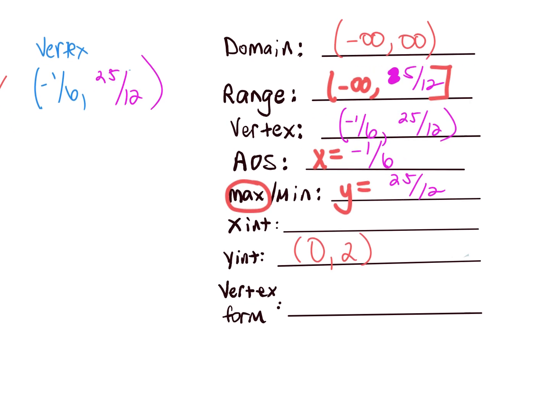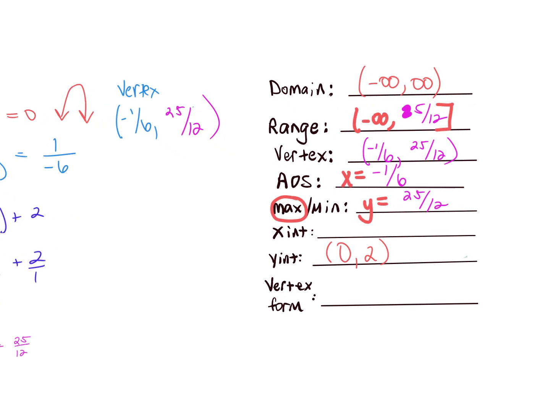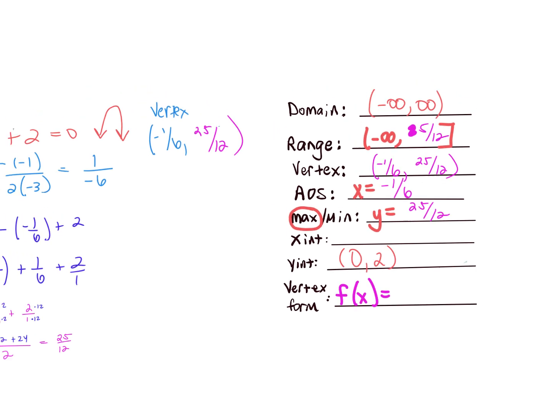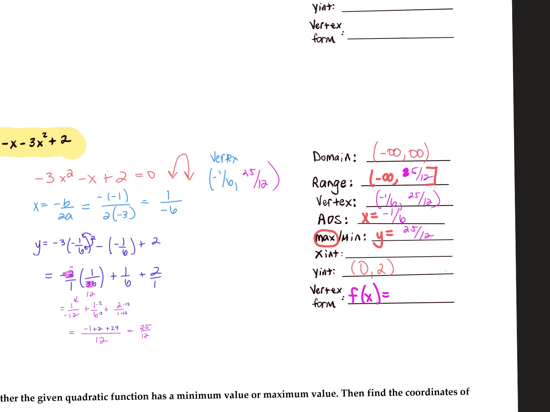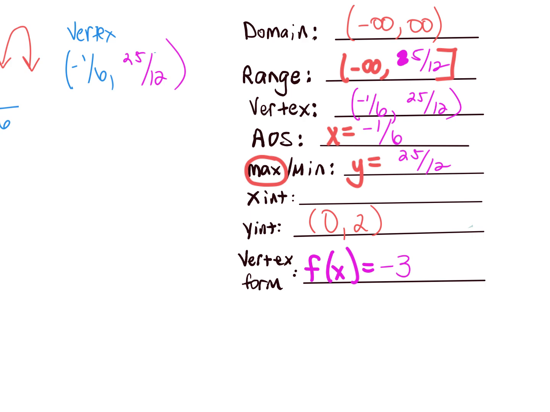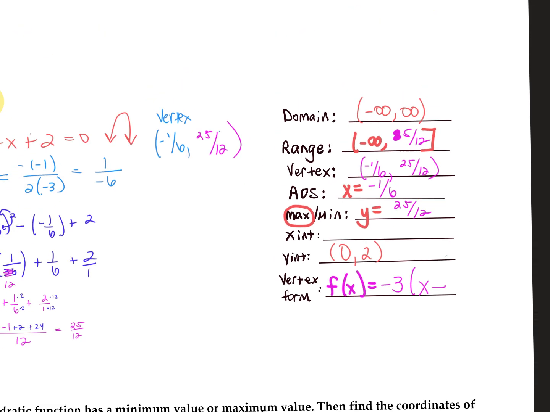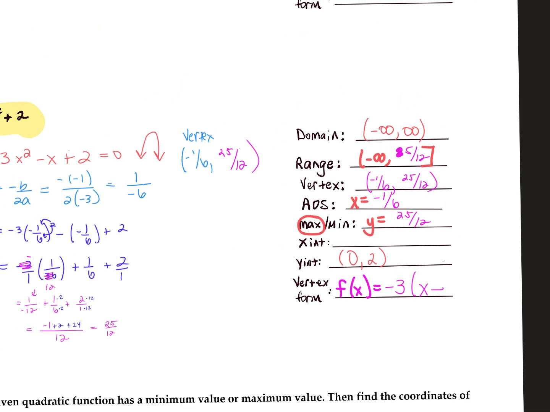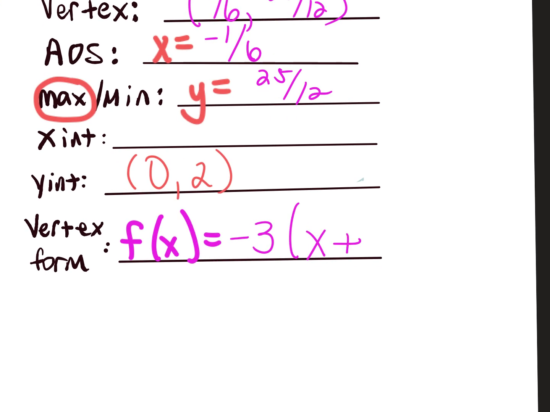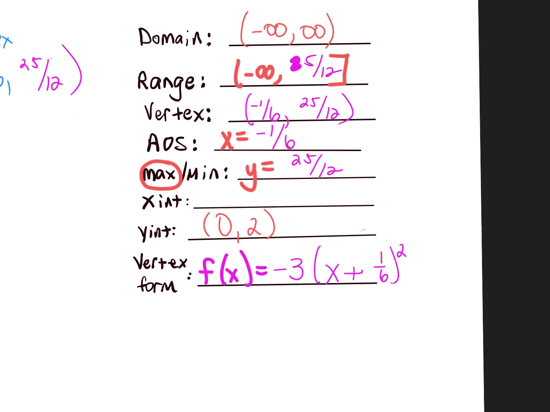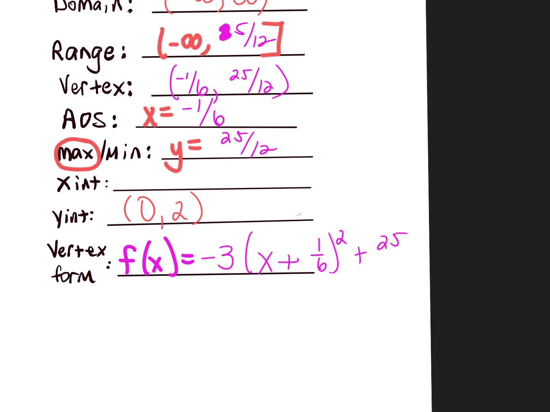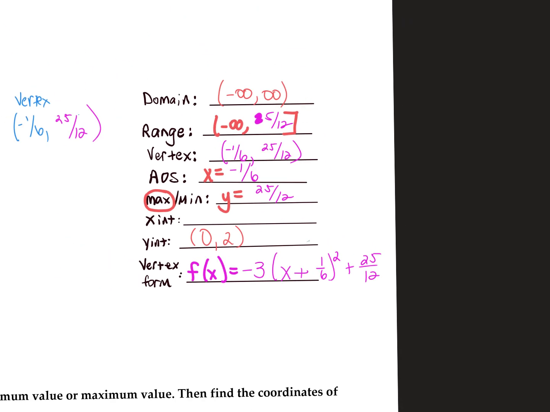Perfect. And let's do the vertex form. Our vertex form is going to be f of x equals, what is your a value? Negative 3. It's the number in front of x squared. Then I have x minus, what's the x part of your vertex? Negative 1/6. So minus the negative is going to be plus 1/6 squared. And then I put what? Plus 25 over 12.